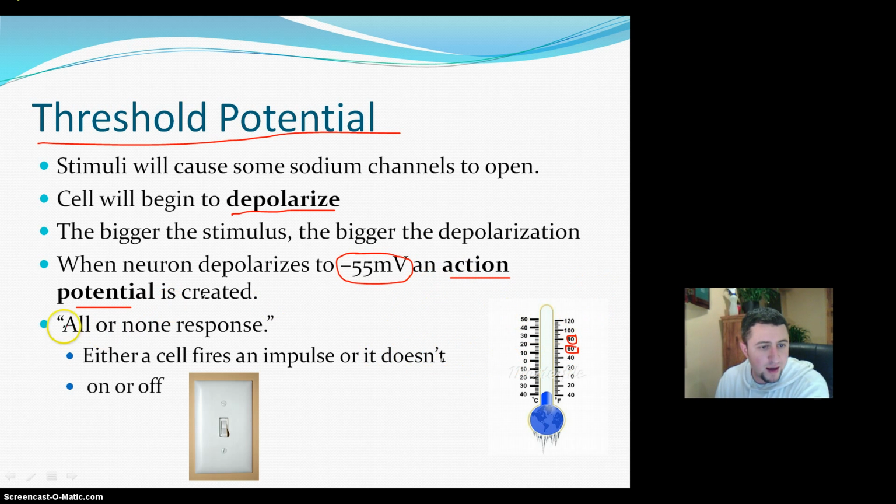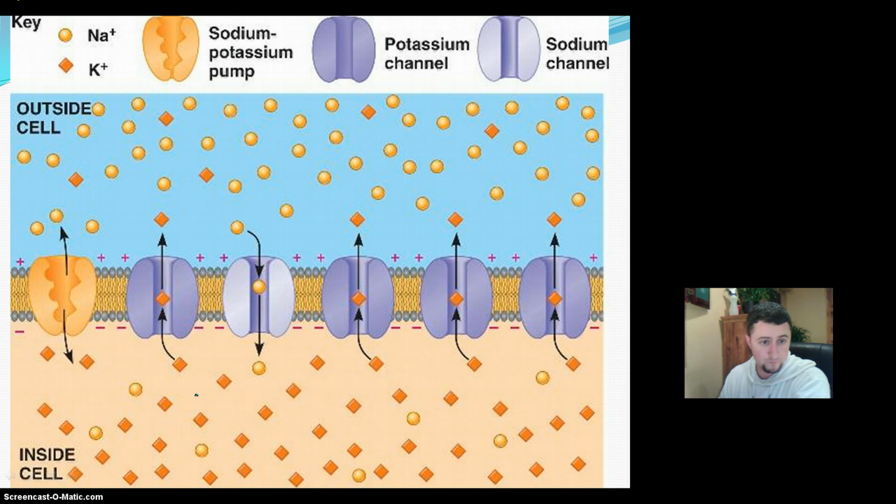And what we call that is an all or none response. Basically, either a cell will fire an impulse or it doesn't. It's either on or it's off. It's kind of like a light switch. It has no in between. There's no somewhat firing, or somewhat at rest. You're either at rest or you're firing. That's it. Two choices.